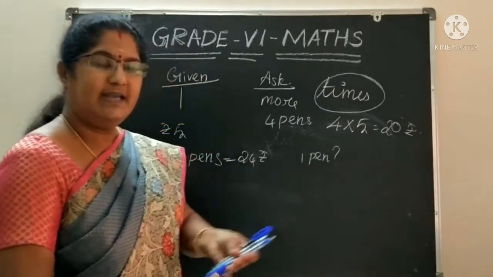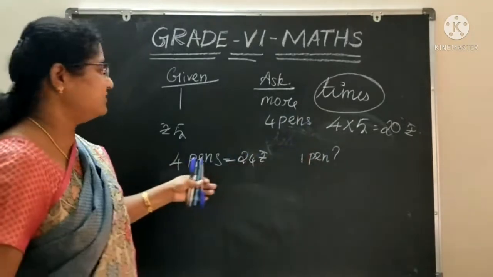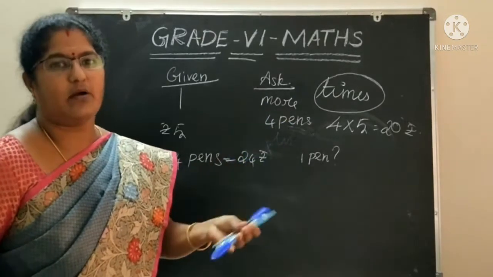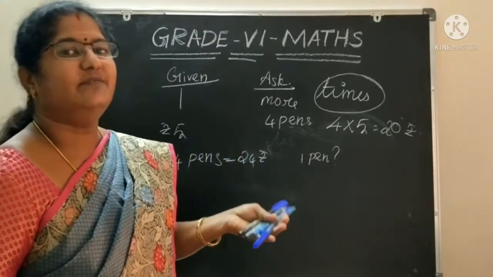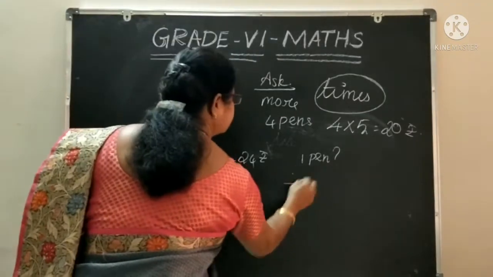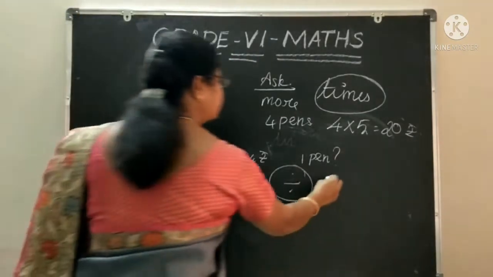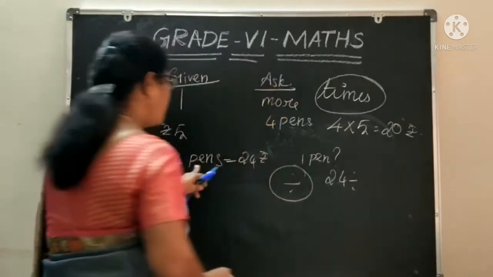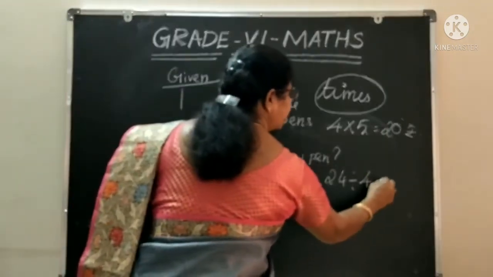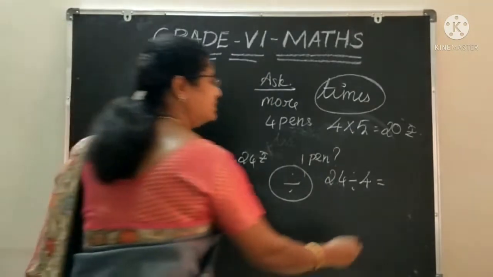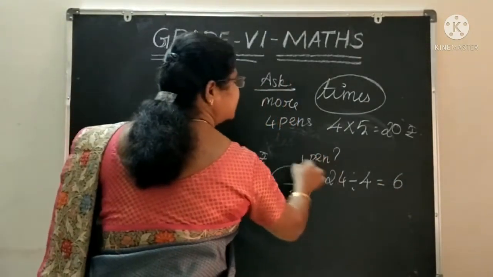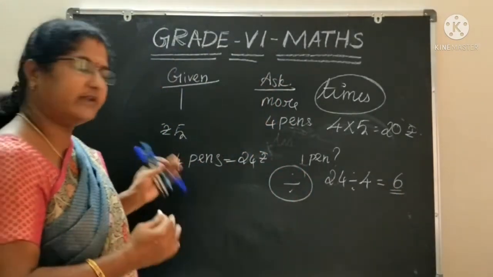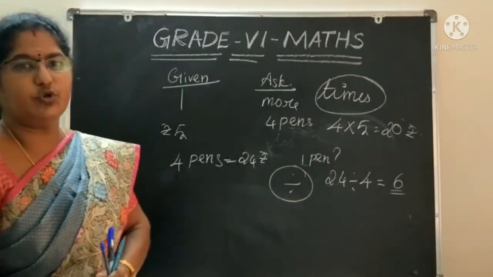So what to do? All the pens have the same value. So what will be the cost of 1 pen? We have to divide, so we use the division symbol. 24 divided by how many pens are there? 4. So 24 divided by 4 is equal to 6. So the cost of each pen is 6 rupees. Understand? So if they give more, find 1, here we have to use division.